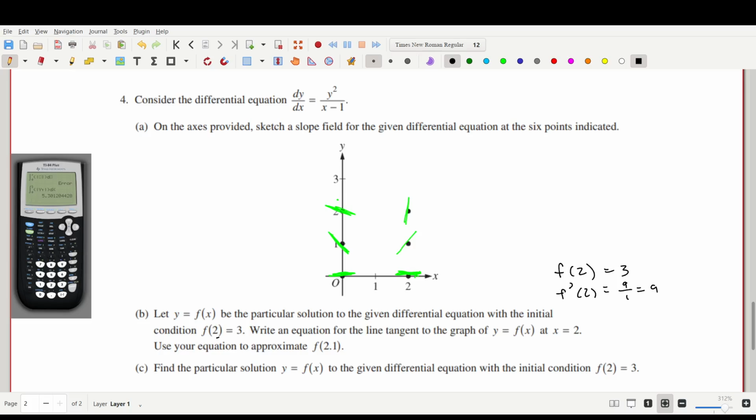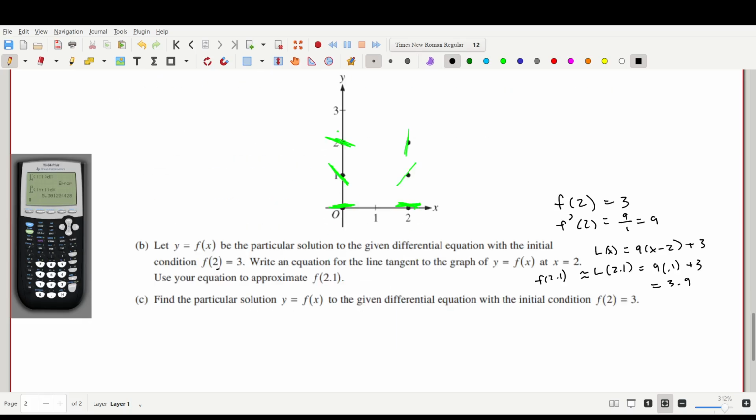I guess I should stop doing that because I just did it based on memory, but come on, brain, think today. F of 2 is 3, plug in 3: 9 over 2 minus 1. Yeah, it's 9. Okay, and that tells you the tangent line is L of x equals 9 times x minus 2 plus 3. And they want you to approximate f of 2.1, so you just do L of 2.1. That's 9 times 0.1 plus 3. That's 3.9.